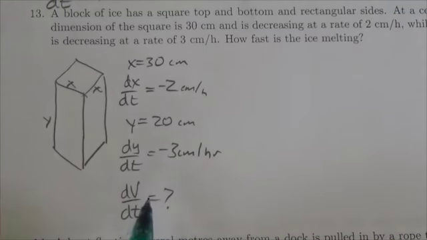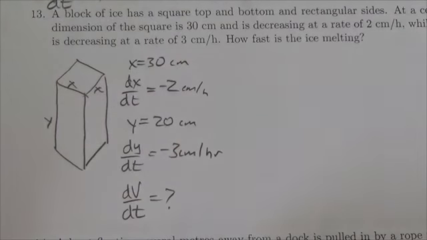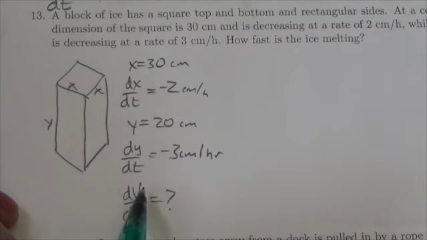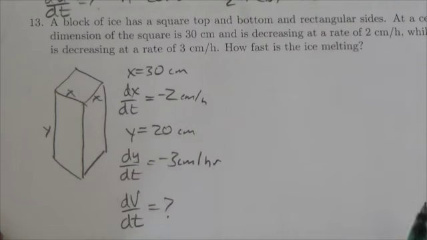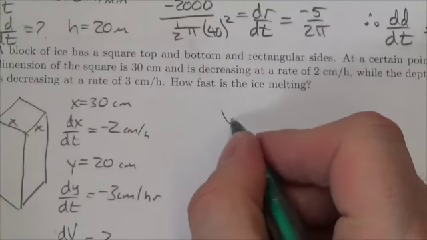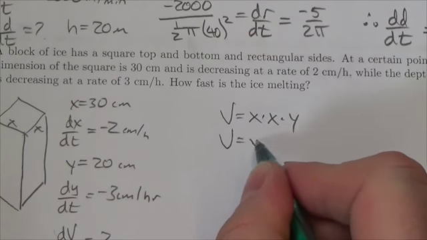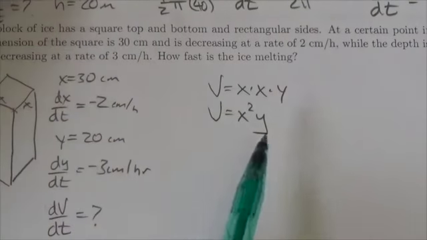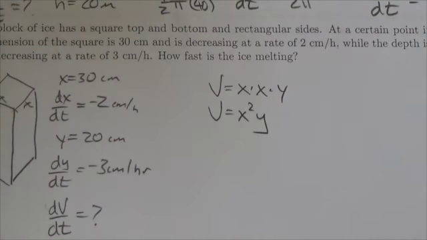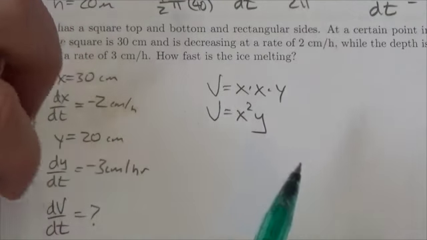So what I need to do here is create a relationship between these three variable pieces in this problem. The variables here are volume and then the dimensions of the square and the depth. Well, that's pretty straightforward, because that's going to be length times width times height. So volume is equal to x squared y. Now, I have information about how each of these changes with respect to time. So I'm not bothered in this case by the fact that I have two variables on the right-hand side.